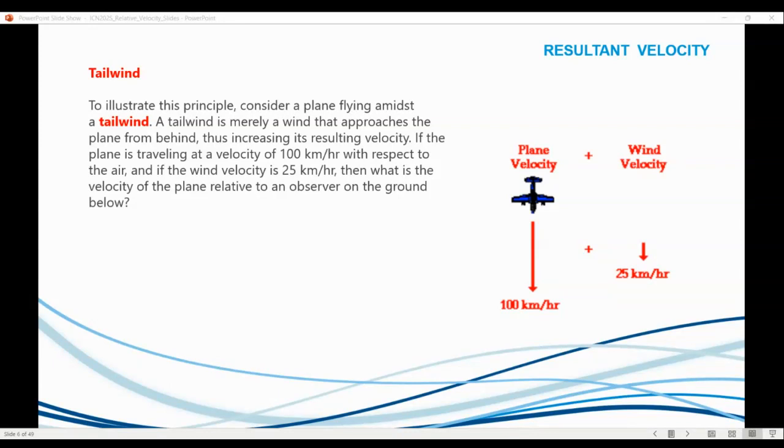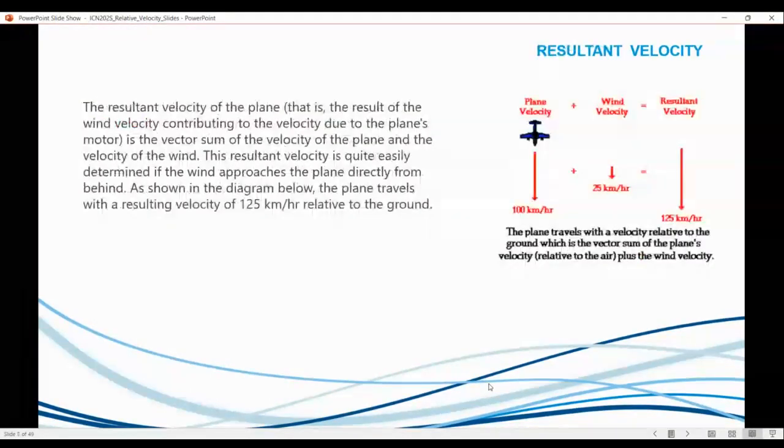Correct. So what we do in that case is add the velocities, and the reason is that they're going in the same direction. So we have 100 plus 25, and when we look up, we see a total of 125 kilometers per hour, relative to the ground. Very important.